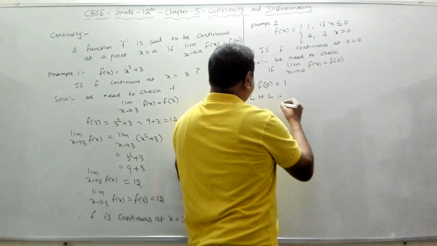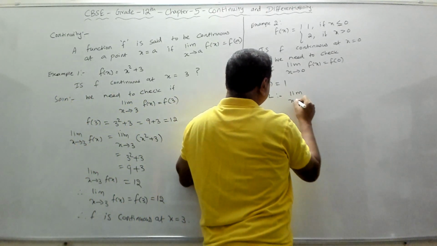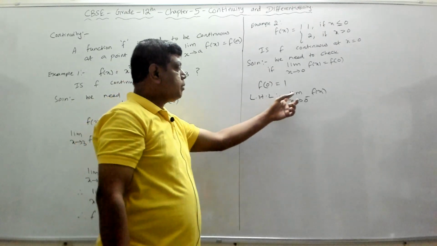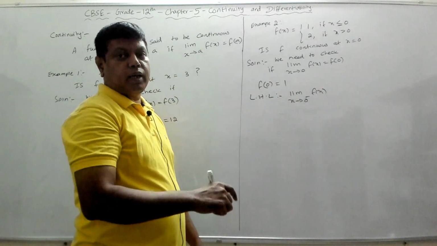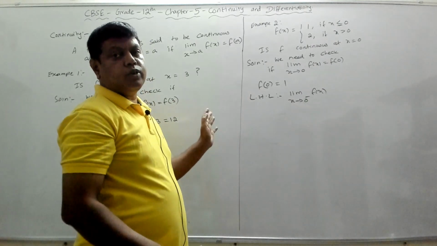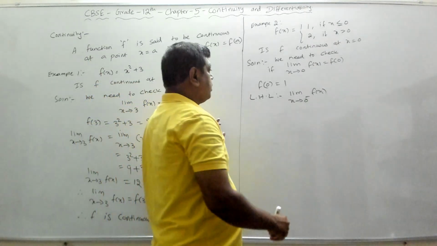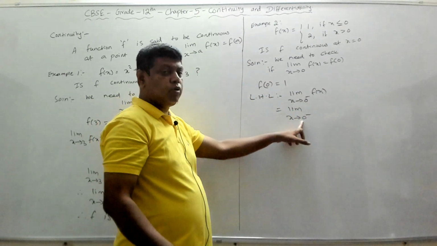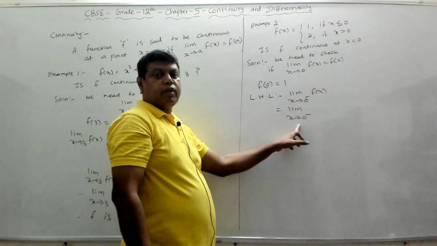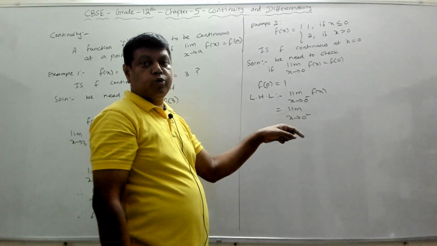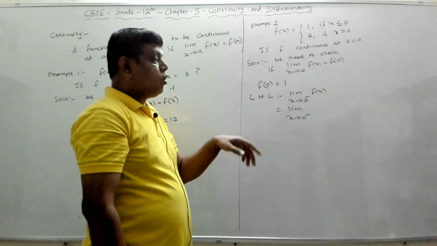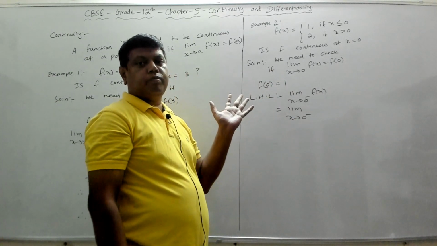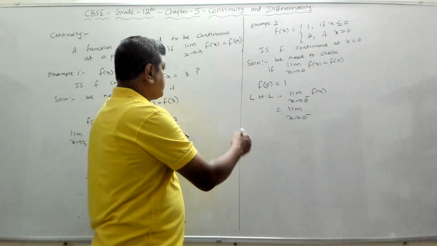So what is our left hand limit? Left hand limit is limit x goes to 0 minus f of x. For left hand limit we write limit x goes to 0, then we put a minus, which means x is approaching 0 through values less than 0, or the left side of 0. What is the meaning of x goes to 0 minus? It means x is approaching 0 through values less than 0. So now we should take a value of x which is very close to 0 but less than 0.